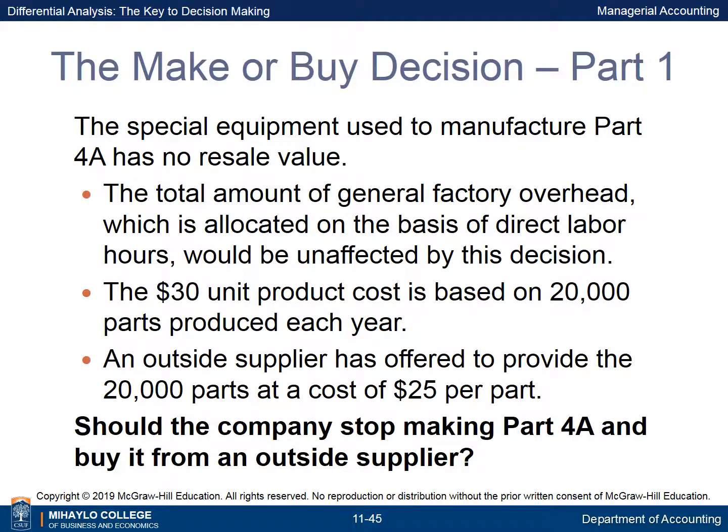The special equipment used to manufacture Part 4A has no resale value. The total amount of general factory overhead, which is allocated on the basis of direct labor hours, would be unaffected by this decision. The $30 unit product cost is based on 20,000 parts produced each year. An outside supplier has offered to provide the 20,000 parts at a cost of $25 per part, should the company stop making Part 4A and buy it from an outside supplier.